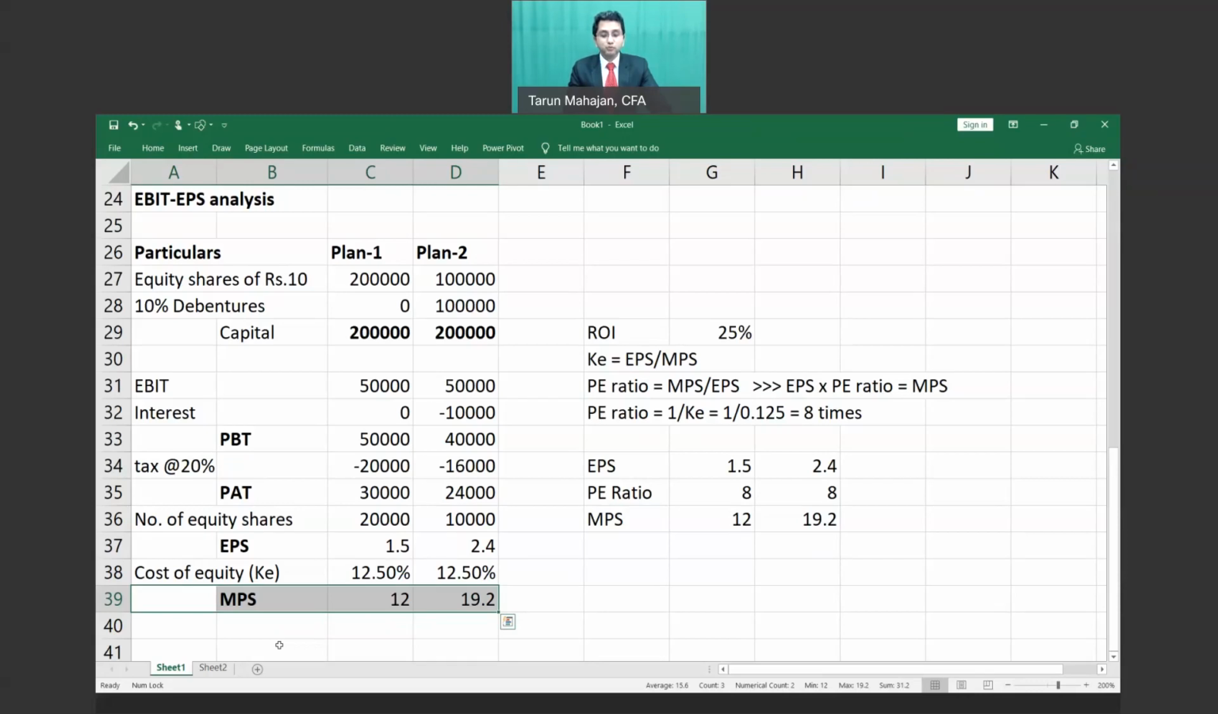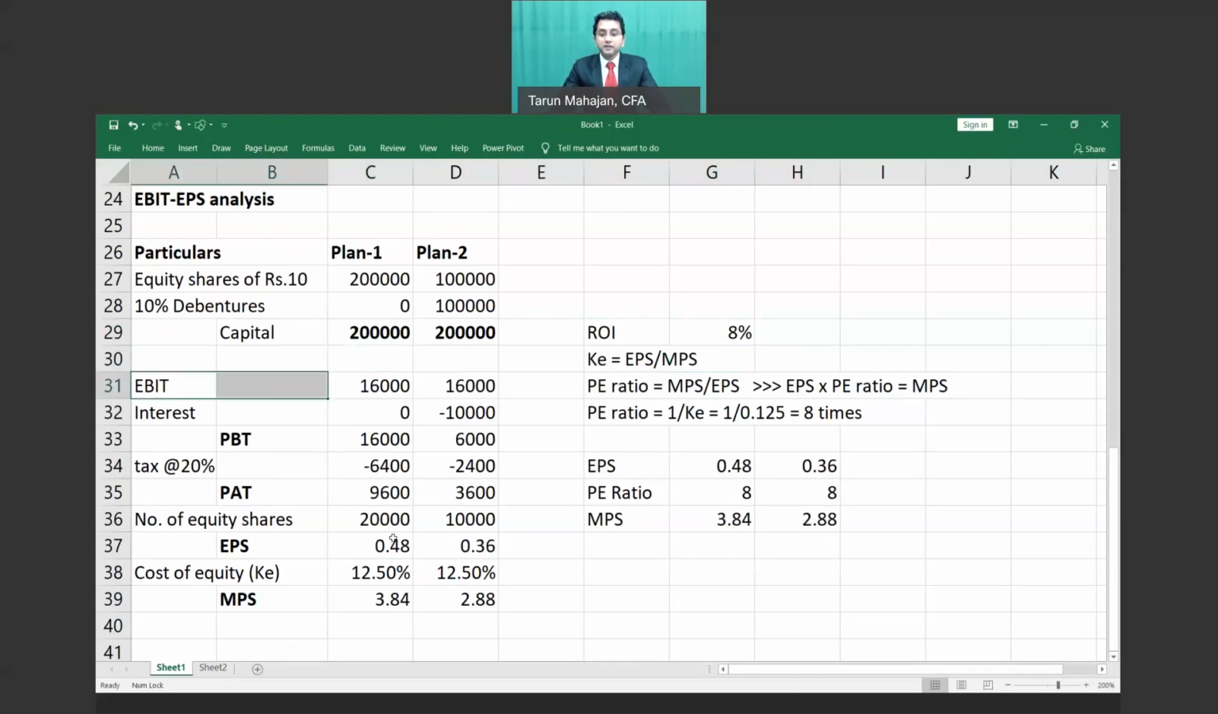But why plan 2 is actually better than plan 1? The reason here is quite obvious. Here ROI is 25%. And if ROI is more than interest rate, then you get advantage of trading on equity. If ROI reduces drastically and say ROI becomes just 5%, it's too less. Let's say 6% or maybe 8%, then see what will happen.